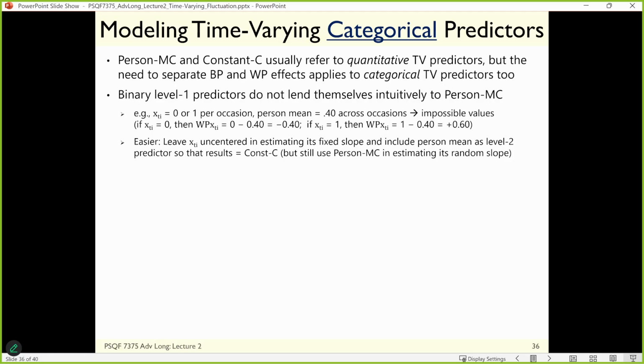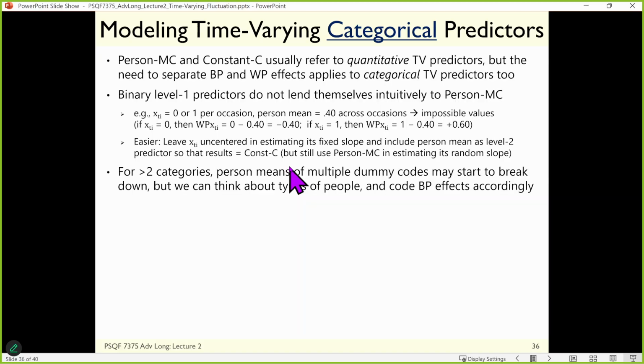The problem is that person mean centering is weird in this context. So if I have something where a 0 or 1 is possible at each occasion, and the person mean is 0.4, then if I do within person centering, I end up with possible values of negative 0.4 or positive 0.6, neither of which is a thing that can happen on a 0-1 variable. So then you end up with an intercept that's like some kind of average that doesn't map onto any direct interpretation of what 0 means, which is a little bit weird. So you can use person mean centering still, it's a little weird. Constant centering is much more common for this, but then you run the chance of smushing slopes.